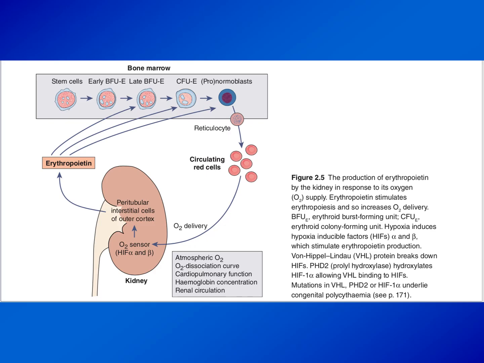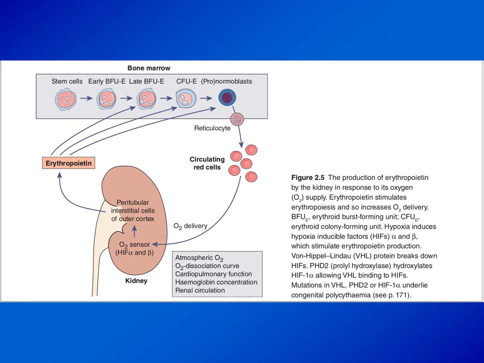The erythropoietin is produced, as I said, by the interstitial cells of the kidney. They act on the late BFU-E and CFU-E and on the early erythroid precursors in the bone marrow.